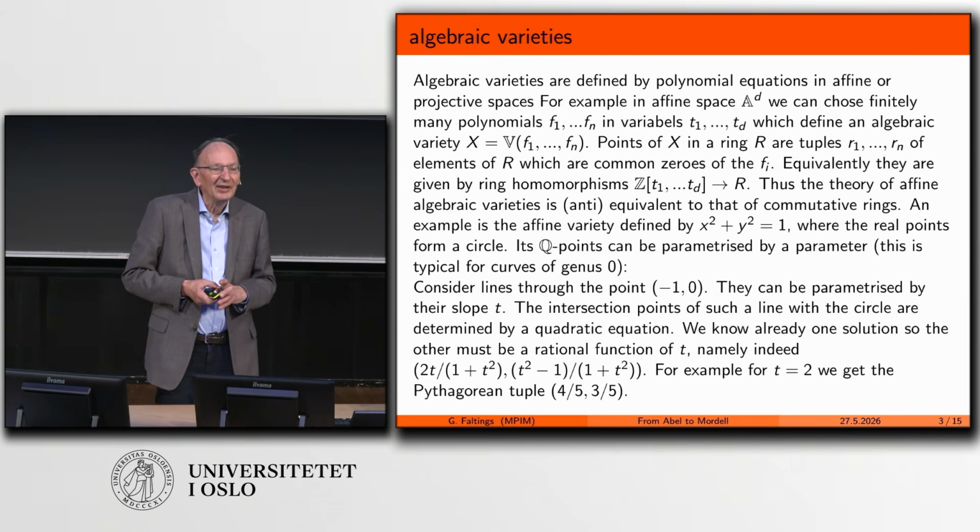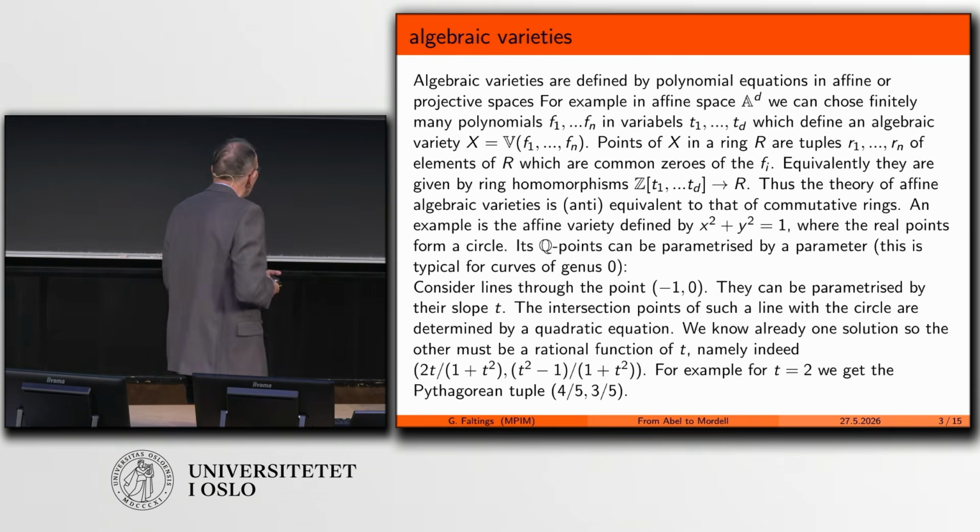And the circle is a so-called curve of genus 0. And for genus 0, it's easy to find the rational points. Either there are none of them, which is very easy to find, or they are parameterized by one parameter.